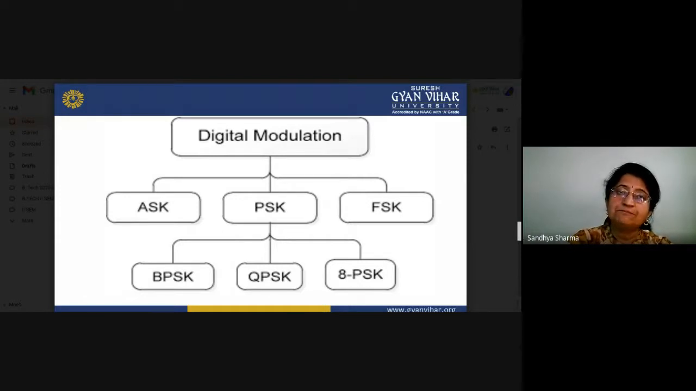If the amplitude of our analog carrier signal changes according to the digital modulating signal, that type of modulation we call amplitude shift keying. If the phase of our carrier signal changes according to the digital signal, that is called PSK. And if the frequency of our signal changes according to the digital signal, we call it frequency shift keying.